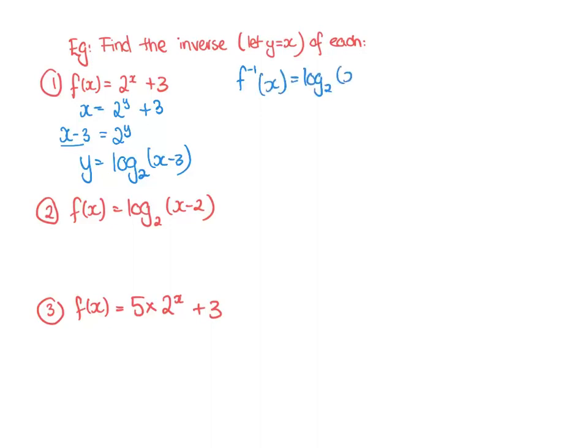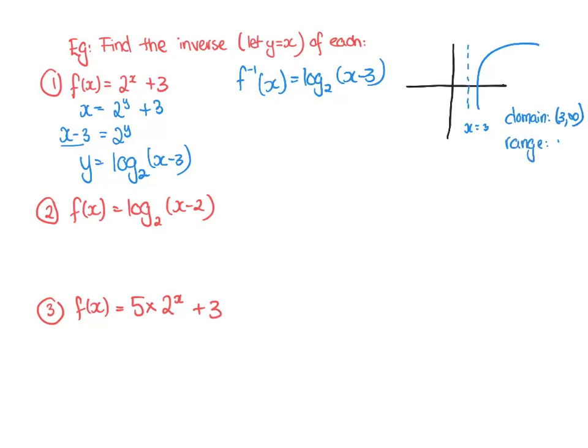Alright, so let's do the next one. We're going to let x equal y, so that'd be x equals log base 2 of y minus 2. We can rearrange that first: 2 to the power of x equals y minus 2. Sorry, I've run out of room. So 2 to the power of x plus 2 equals y. So I've got the formula, or I could write the inverse function of x is 2 to the power of x plus 2.